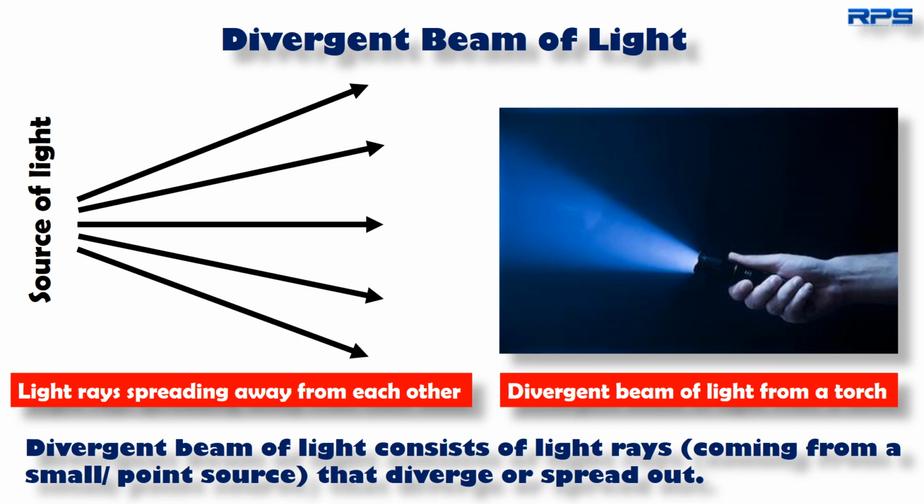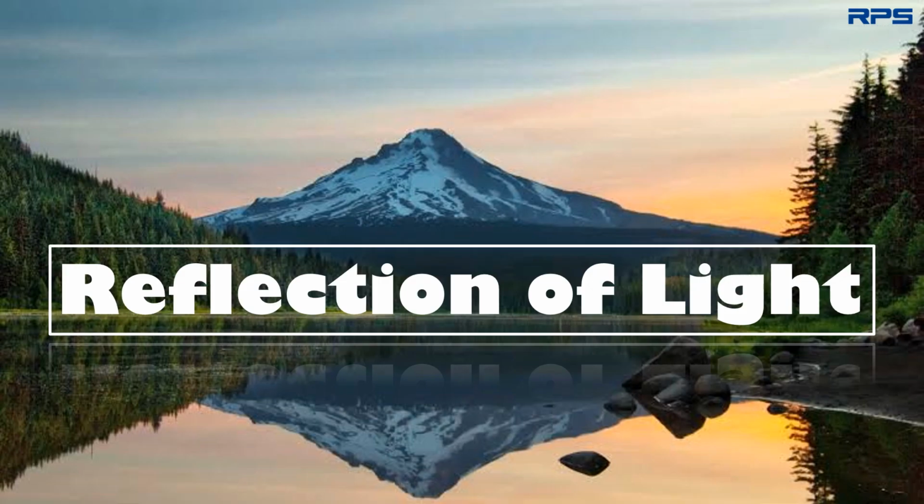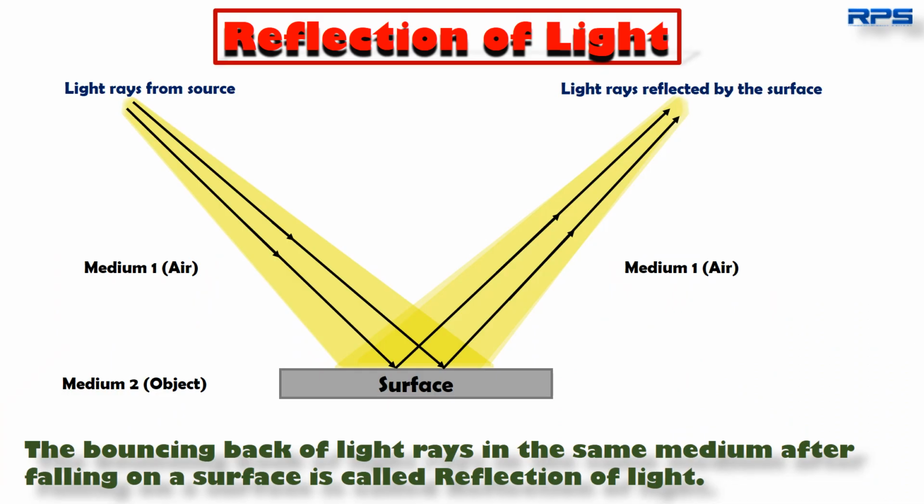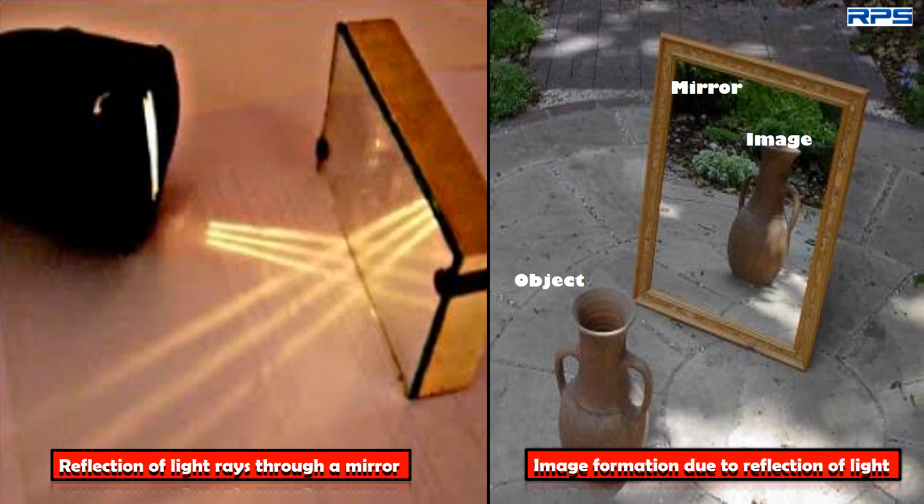Now let us study about reflection of light. The bouncing back of light rays in the same medium after falling on a surface is called reflection of light. All opaque objects reflect light which enables us to see them. But objects having smooth, shiny, and polished surfaces are good reflecting surfaces. They evenly reflect the maximum amount of light that falls on them. For example, a mirror reflects most of the light that falls on it and results in the formation of an image.